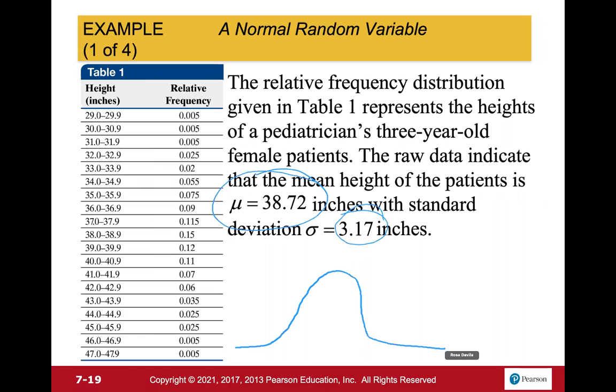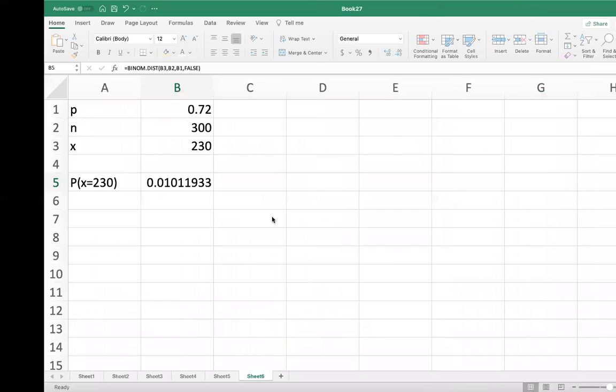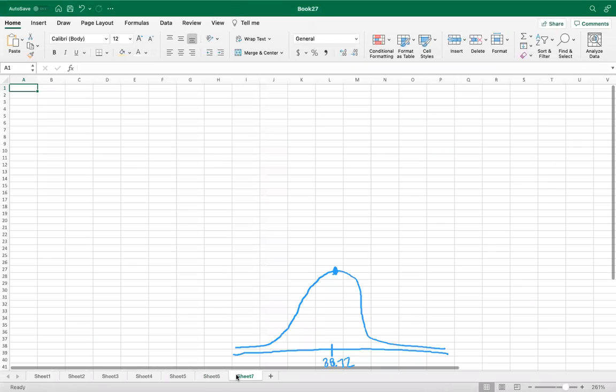So here, drawing our beautiful normal curve. Here, the mean is always going to be the middle because that's where the majority of the data is. It's going to be at the highest point of our graph as well. So here the mean, they gave us the mean of 38.72. So we would have 38.72. And let's take it over to Excel so we can make Excel do some of the work for us.